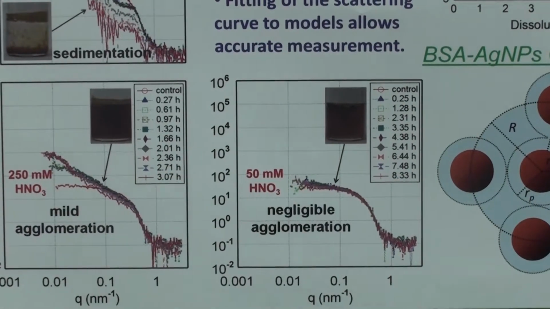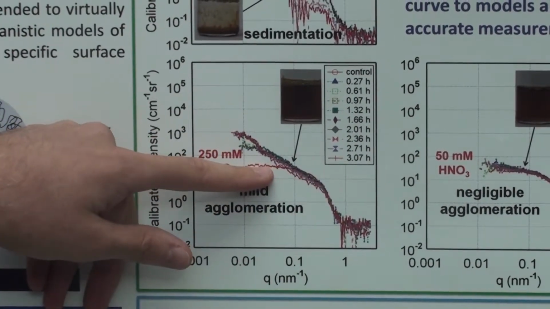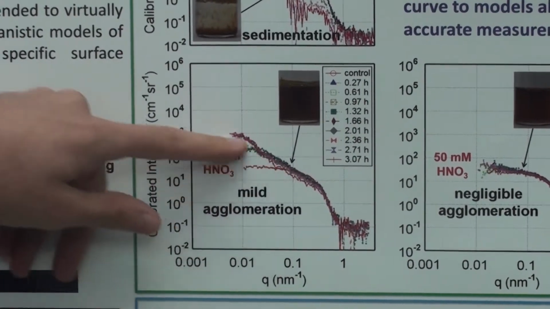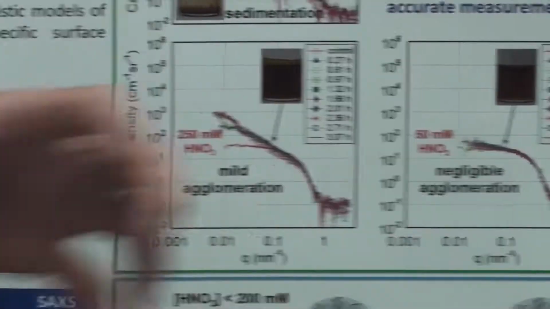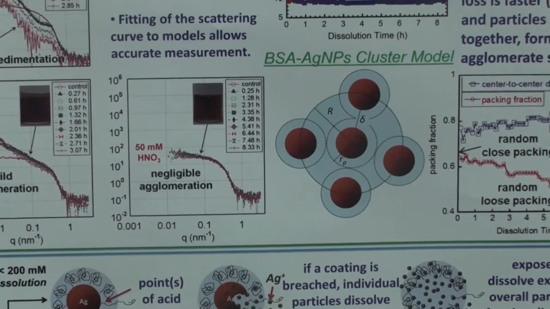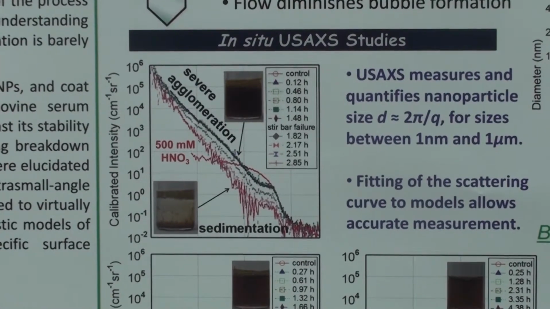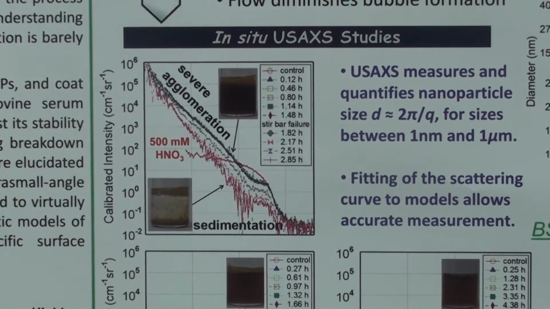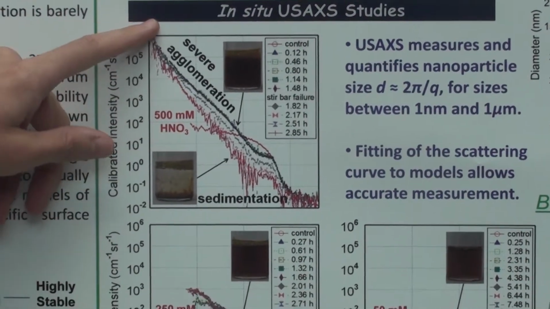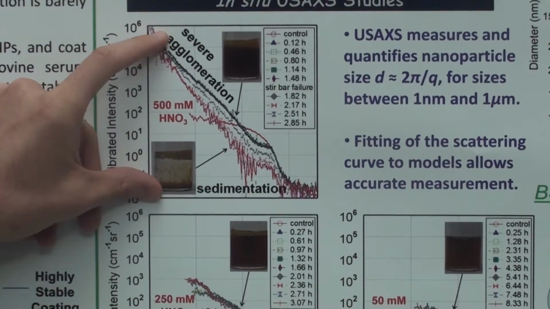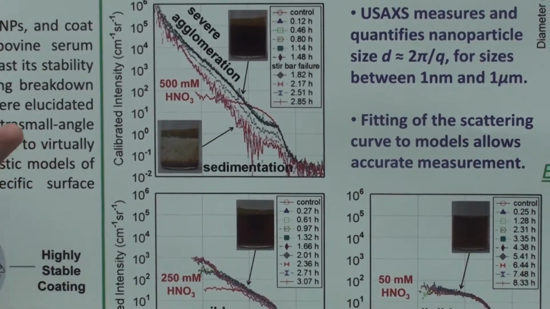If you add a little bit more acid, you see that the particles start to scatter more light, or more X-rays, which means they're starting to aggregate and cluster together in this sort of base structure. Now, if you add a ridiculous amount of acid, where you completely rip open the protein coating, the particles will aggregate, dissolve, and sediment all at the same time. And so it becomes very challenging to separate the loss of material due to aggregation, dissolution, and sedimentation.